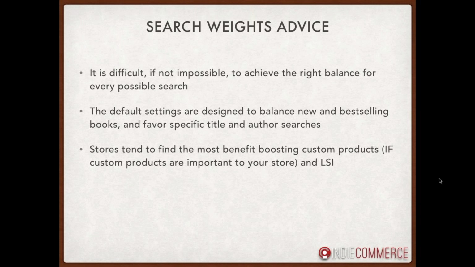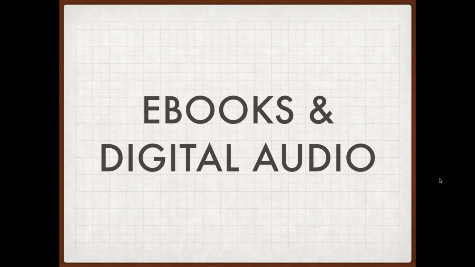My thoughts on this: it's difficult, if not impossible, to achieve the right balance for every possible search. The default settings we put in place are designed to balance new and best-selling books and to favor searches by specifically title or author. The default search settings we have don't perform great for generic searches. So if you're just looking for a book about something, but you're not looking for a specific title or a specific author, you could probably adjust the algorithm to surface different things. But by doing that, you would hurt the relevance for title and author searches. So it's very, very difficult to get that balance just right.